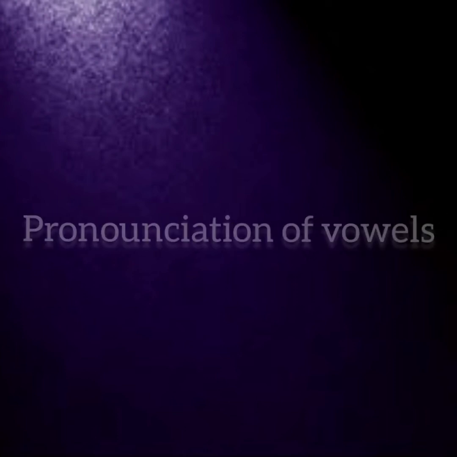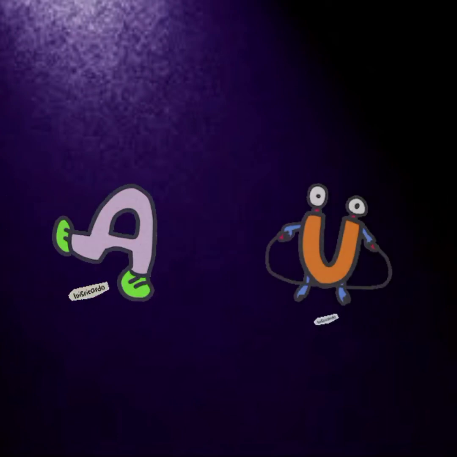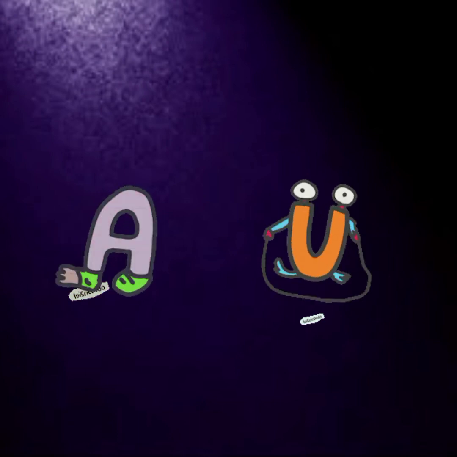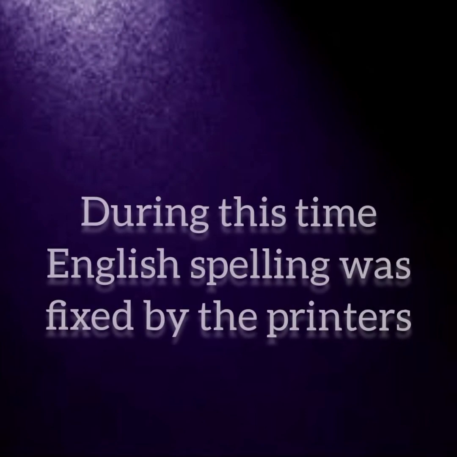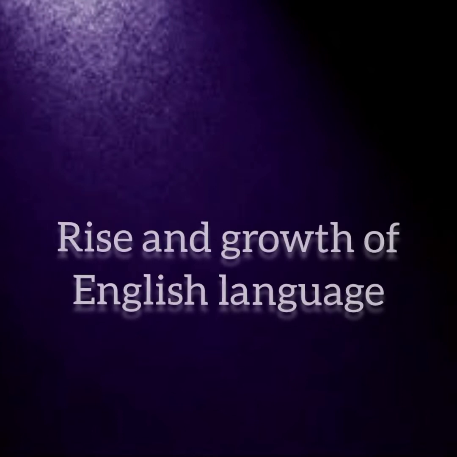The most interesting development during this period is the change in the pronunciation of the vowels. During this period, English vowels, which formerly had nearly the sounds of classical Latin, were changed into their present sounds. It was perhaps during this time that English spelling was fixed by the printers. So this was the rise and growth of the English language. We have seen the journey of English from the Anglo-Saxon period to today's modern day English.